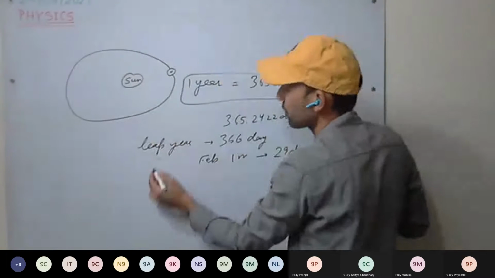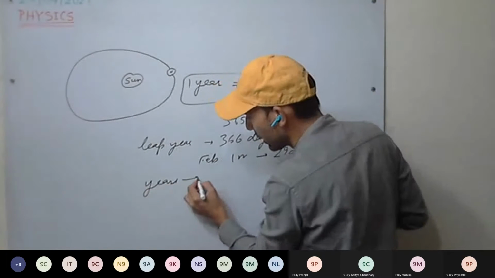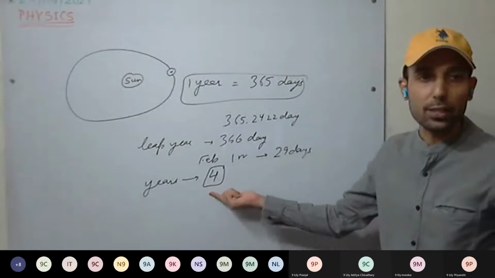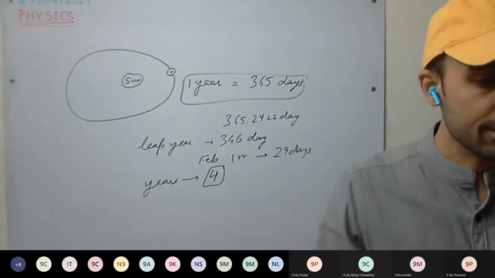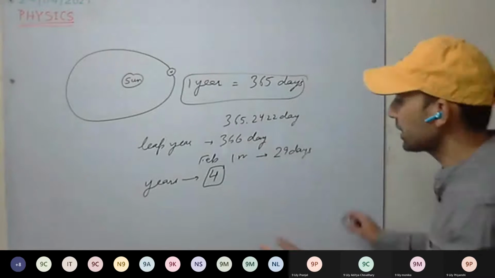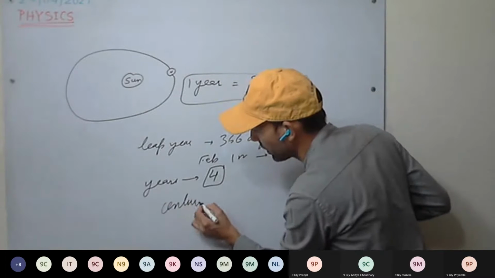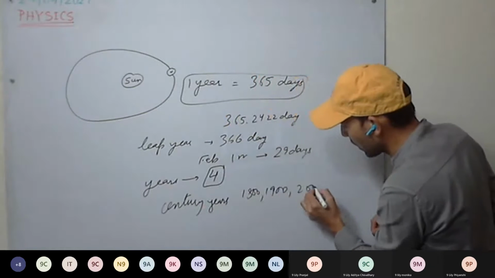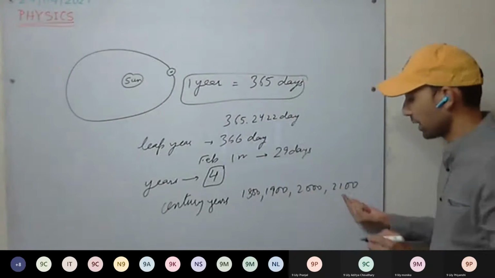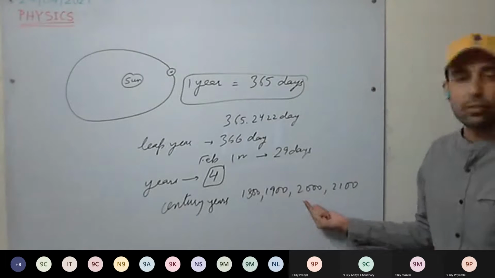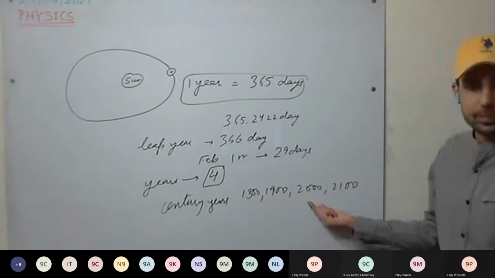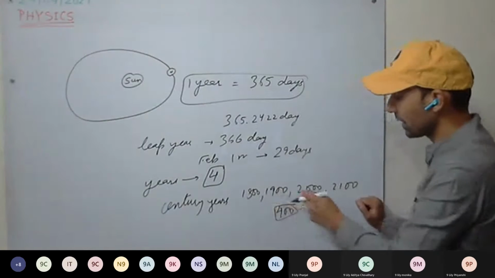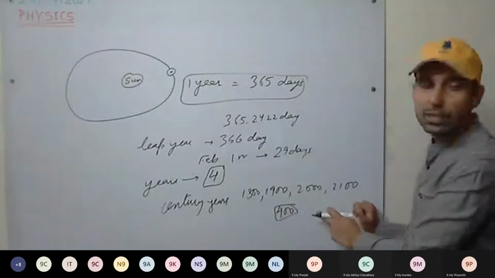Now, how to find a leap year? The years which are perfectly divisible by 4 are called leap years. Whereas there is one exception, that is century years. Century years means 1800, 1900, 2000, 2100. Here we have to apply one more condition: these years must be divisible by 400. If these century years are divisible by 400, then that year is a leap year.